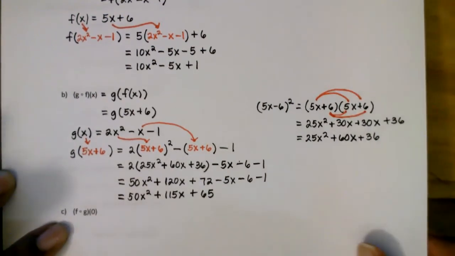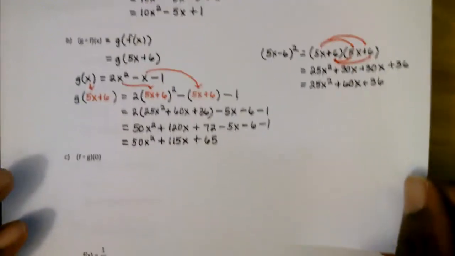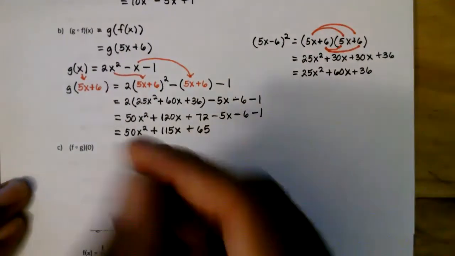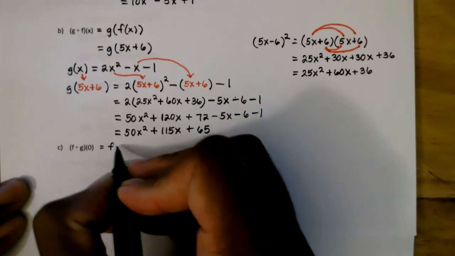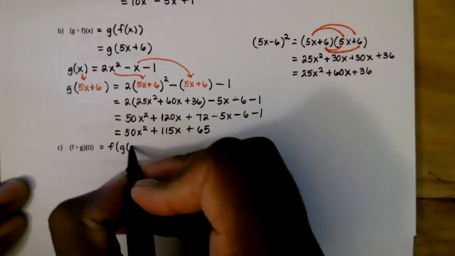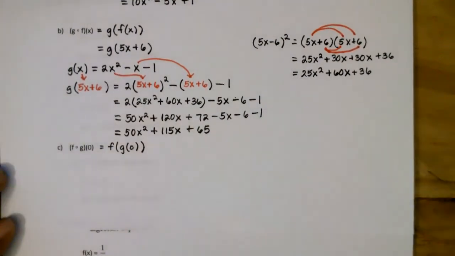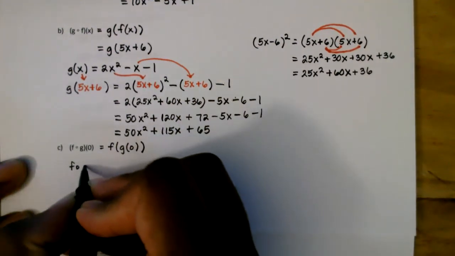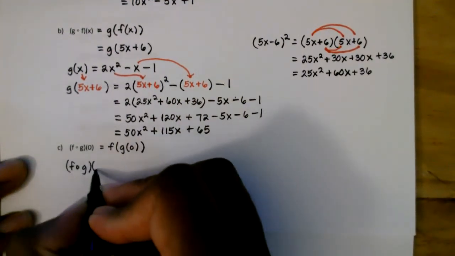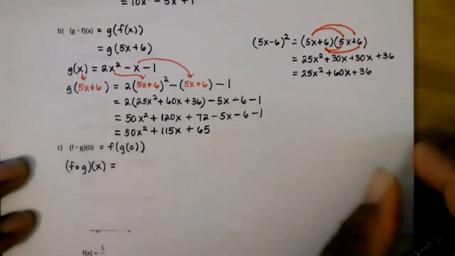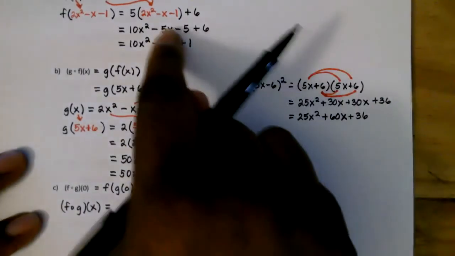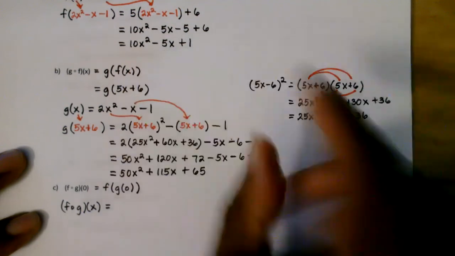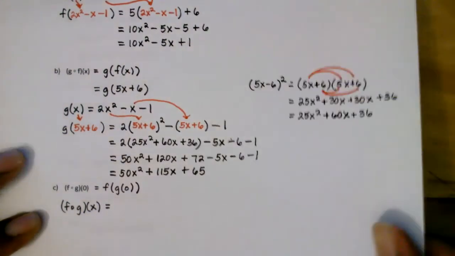All right. Part C, we got f circle g of 0, which means f of g of 0. So I'm going to find the value of that composed function when x is equal to 0. But I already know what f circle g of x is from part A. And that's this, the 10x squared minus 5x plus 1.